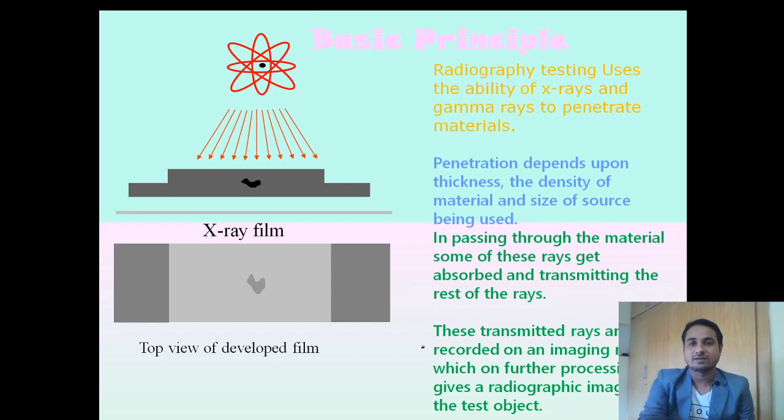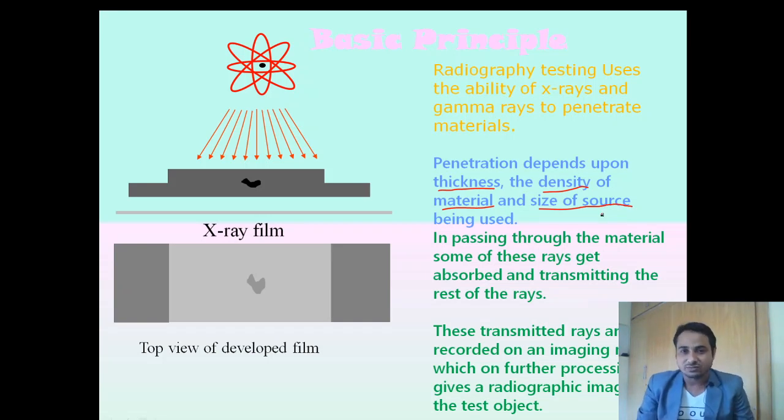Now we will see what the basic principle is. The basic principle of radiography testing uses the ability of X-ray and gamma ray to penetrate a material. As we have seen, we are penetrating in the water or the sand. The same way, the gamma ray also penetrates the material. The penetration depends on the thickness, density, material, and size of the source.